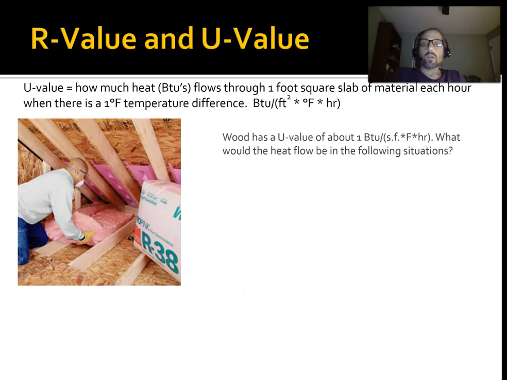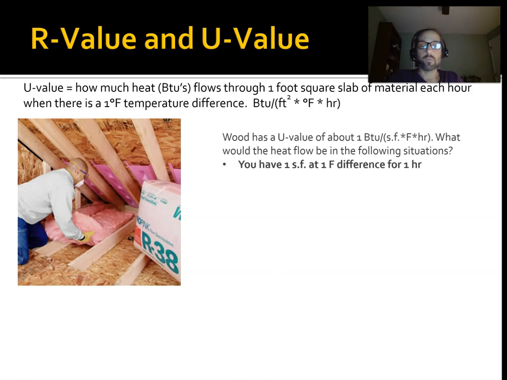U value is what we use to calculate heat loss, and we'll do this in a future video. U value is how much heat, in BTUs, flows through 1 square foot of material each hour when there's a 1 degree delta T of 1. So if you take a square foot of whatever it is, and the R value depends on how thick that layer is, and there's just a 1 degree temperature difference on either side, the U value is how many BTUs will flow through that surface in 1 hour. So let me go through an example I think will help explain this.